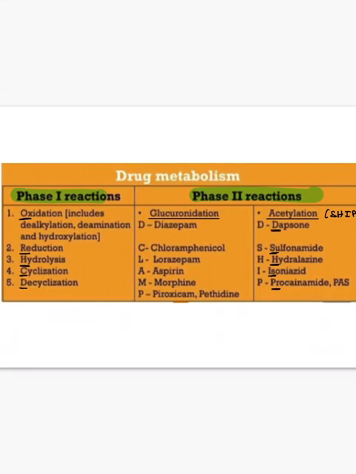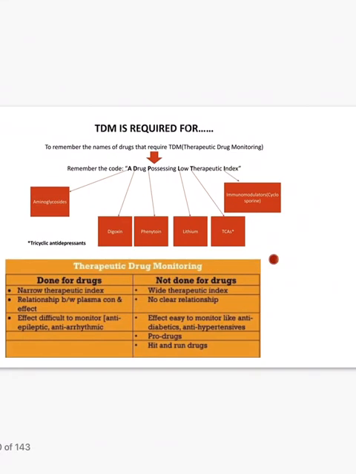Dapsone is a drug used for leprosy. It is a dihydrofolate reductase inhibitor. Now coming on to glucuronidation. So the mnemonic is D-clamp. Okay, so a question may be asked, all of the following are metabolized by glucuronidation except, then anything other from this. C is chloramphenicol, L means lorazepam, A for aspirin, M for morphine, and P for pethidine or piroxicam. Okay, so these are the drugs that are metabolized by glucuronidation of phase 2.